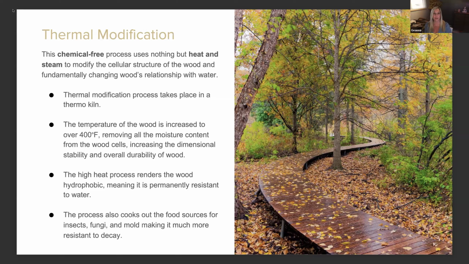If you were to look at wood under a microscope, wood has little cells that hold the moisture in, and your standard wood is going to be about 19 to 22% moisture content. So the heat renders the wood hydrophobic. What that means is it absorbs a lot less moisture. Thermally modified wood absorbs 50% less moisture and it retains 30% less heat.